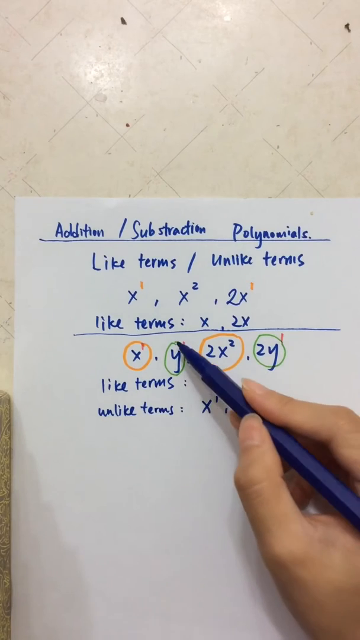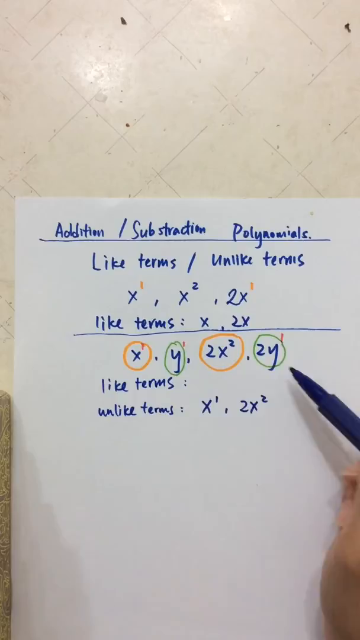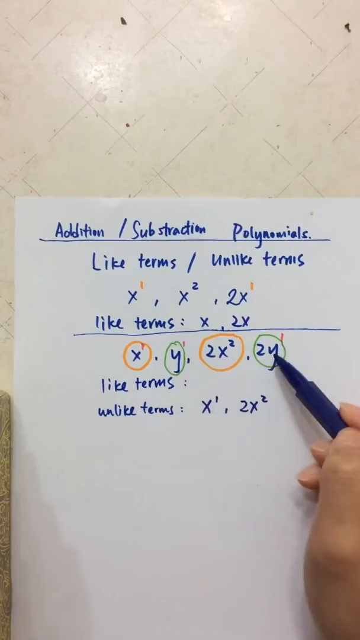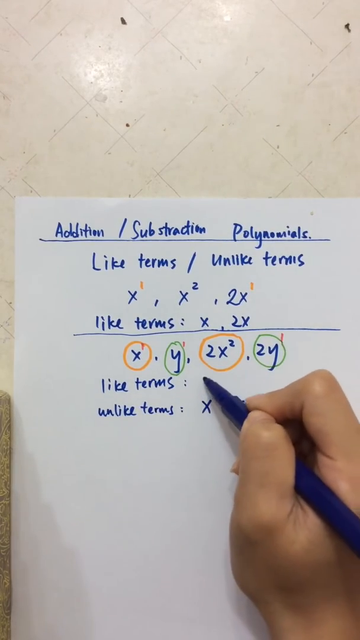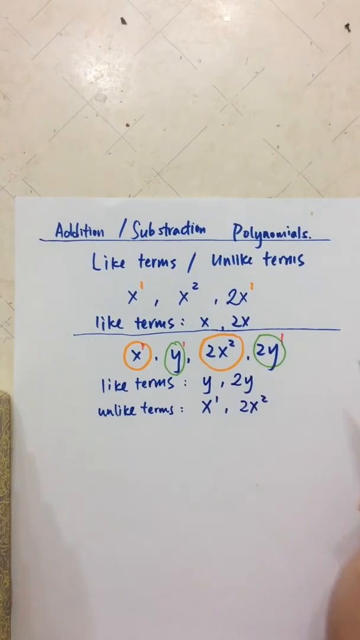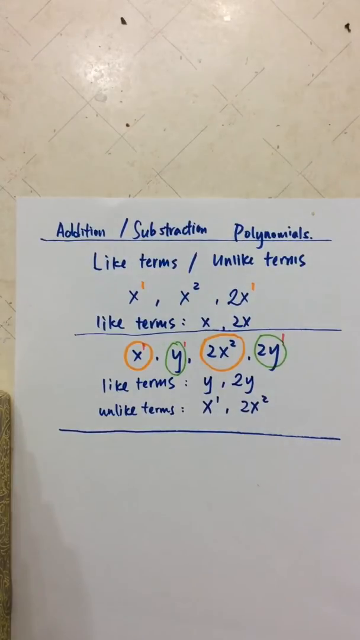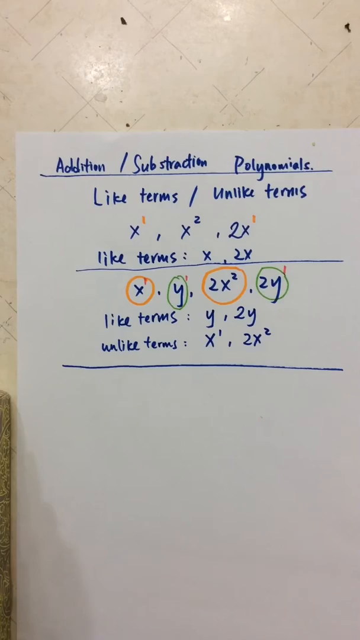Okay, when we consider the rest, the y, you will see y to the power 1, and here y also to the power 1. So they have the same properties. So this one we will call like terms: y, and then 2y. Put it down here. So we note the like terms and the unlike terms. We will do another exercise for the calculations of additions and subtractions.